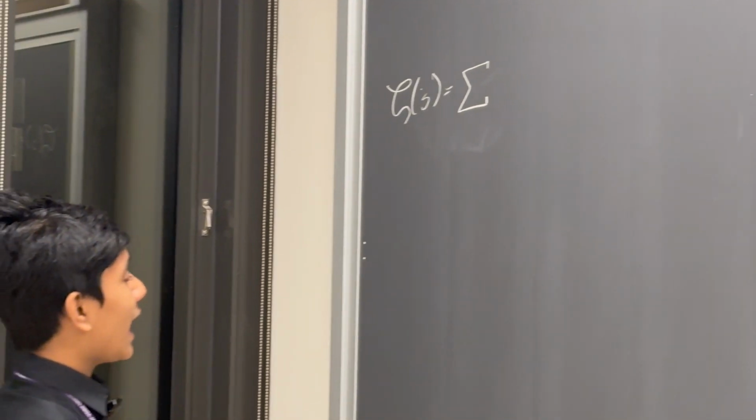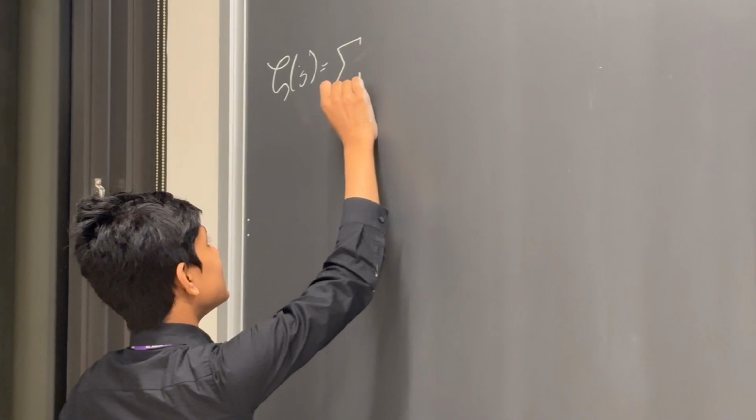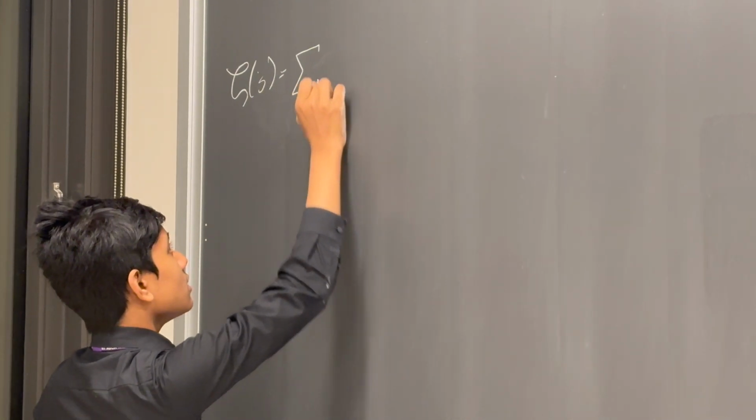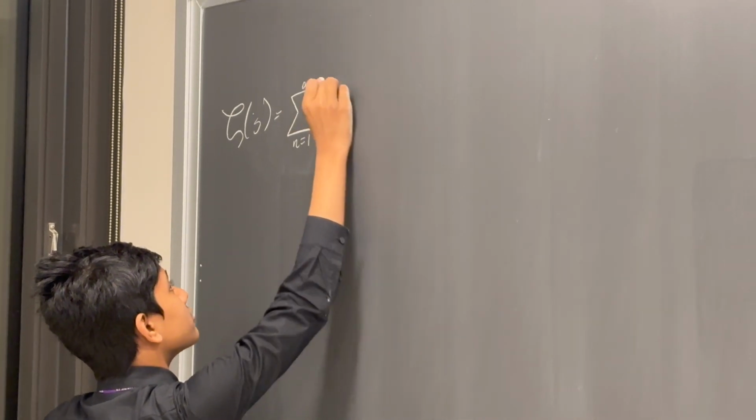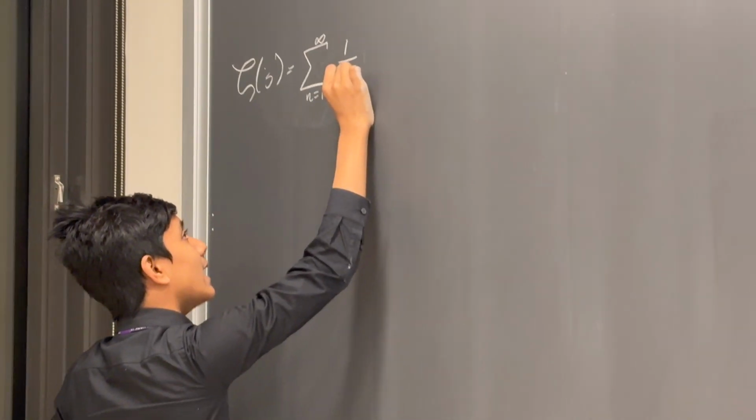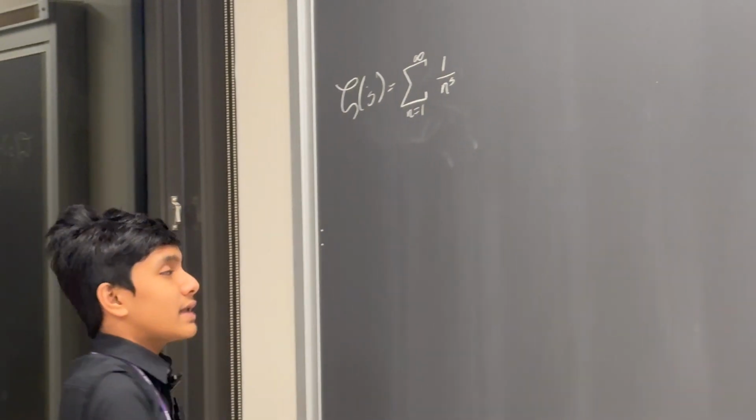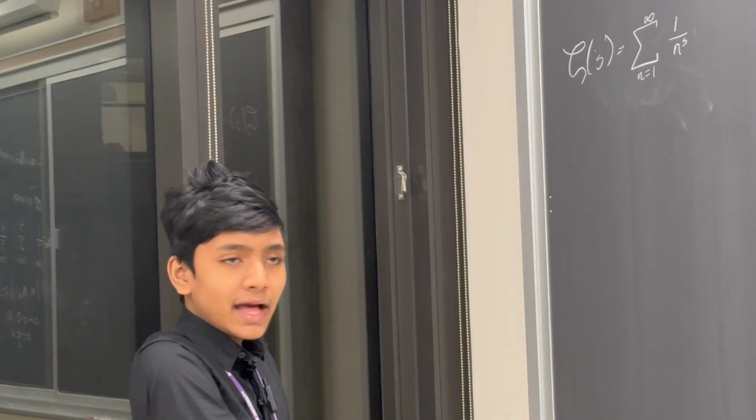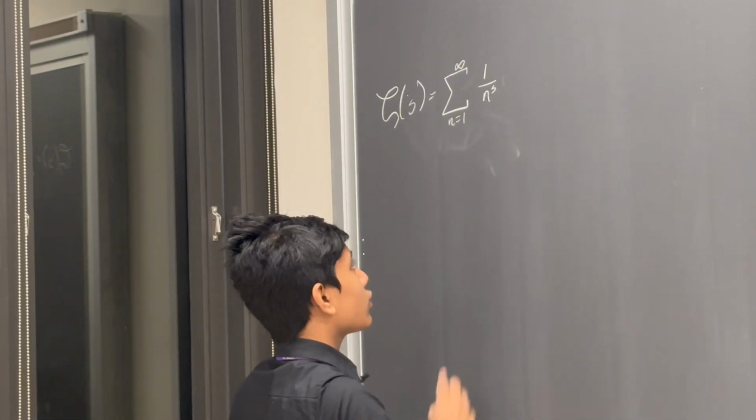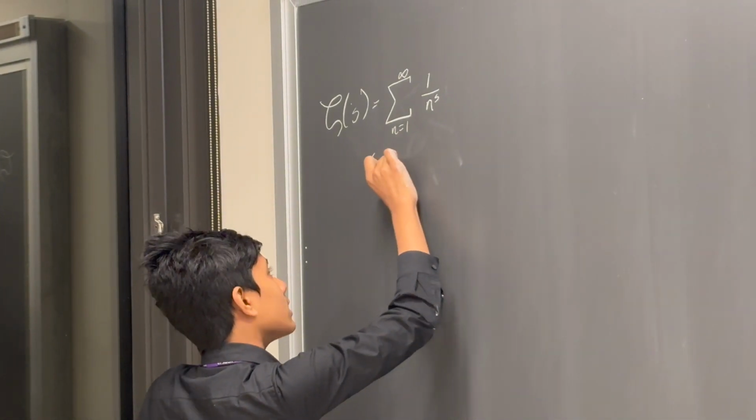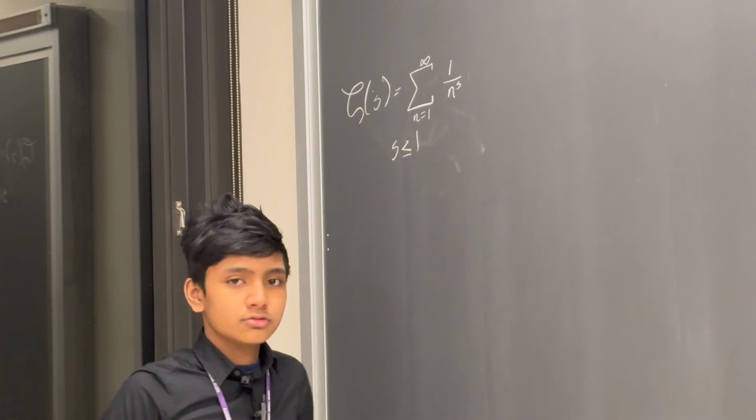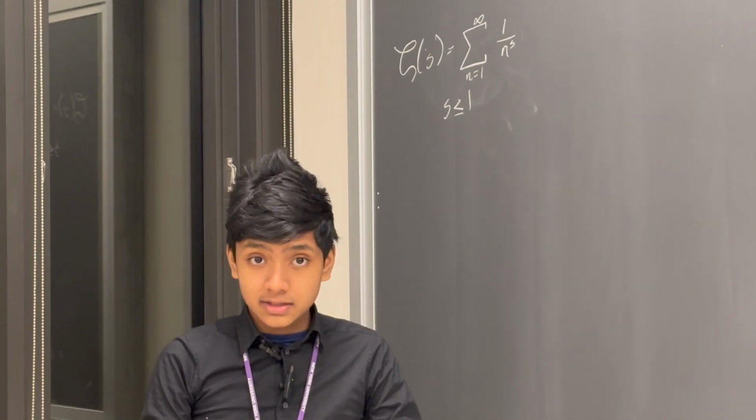So now we have zeta of s is equal to, let's say, the sum from n equals 1 to infinity of 1 over n to the s. Now, of course, if you remember your calculus, you know this doesn't converge if s is less than or equal to 1, theoretically.